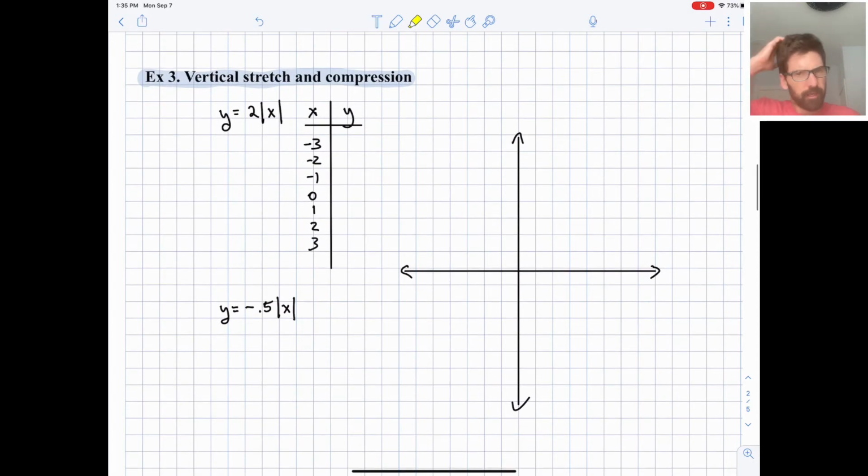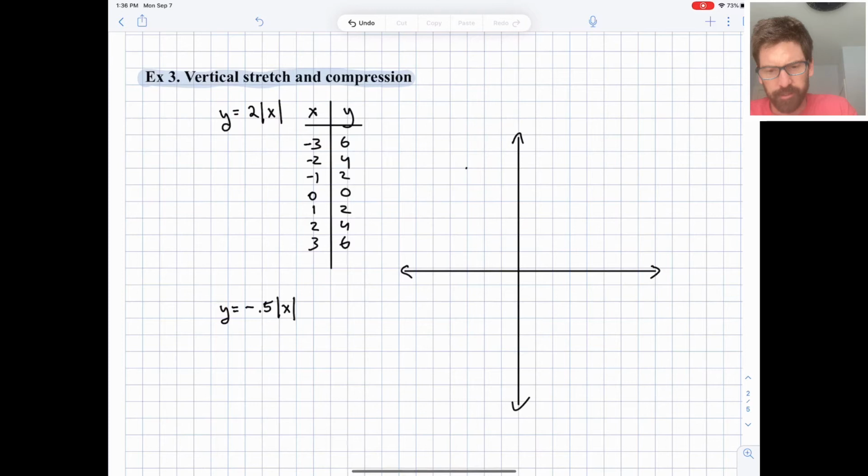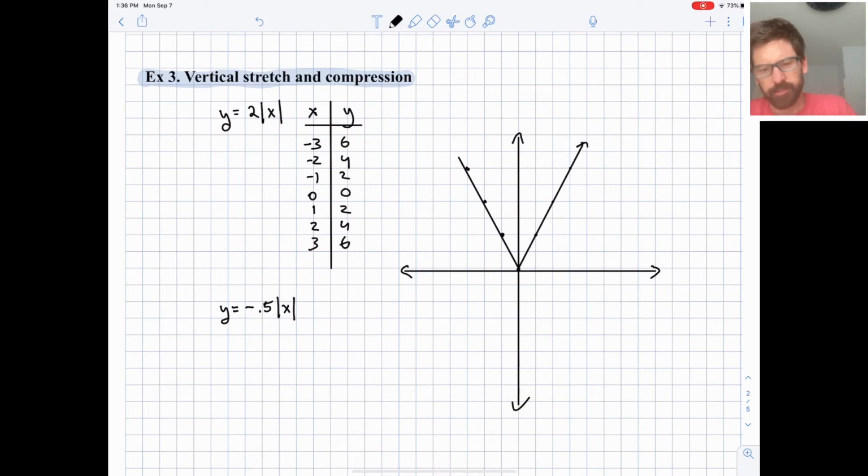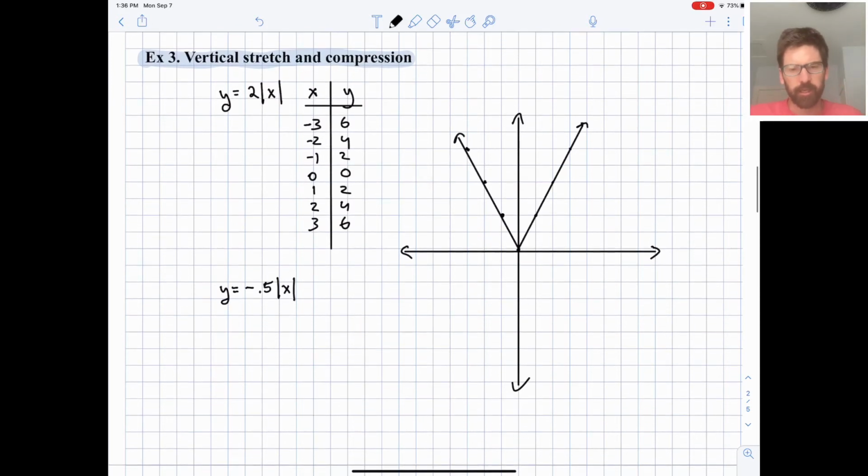Vertical stretch, we can multiply an absolute value function by a number as well. And so this will turn into a 6, 4, 2, 0, and then 2, 4, 6. So this is going to just vertically stretch my function. -3 up 6. 1, 2, 3, 4, 5, 6. Up 4, up 2, up 0. And then we have that symmetry that we've been seeing. Okay, try to make some nice straight lines.